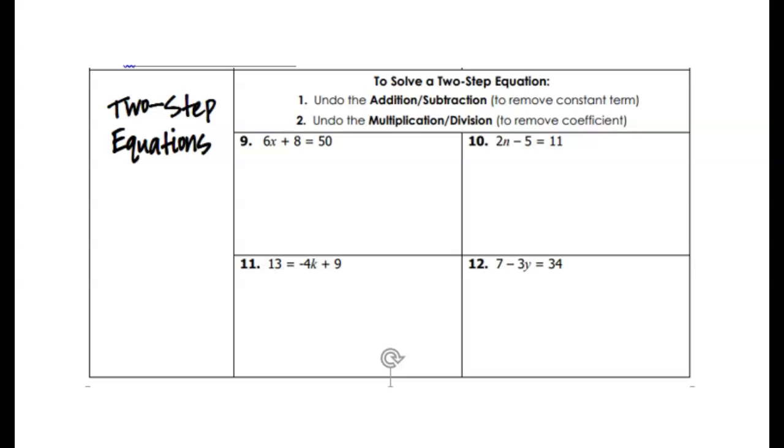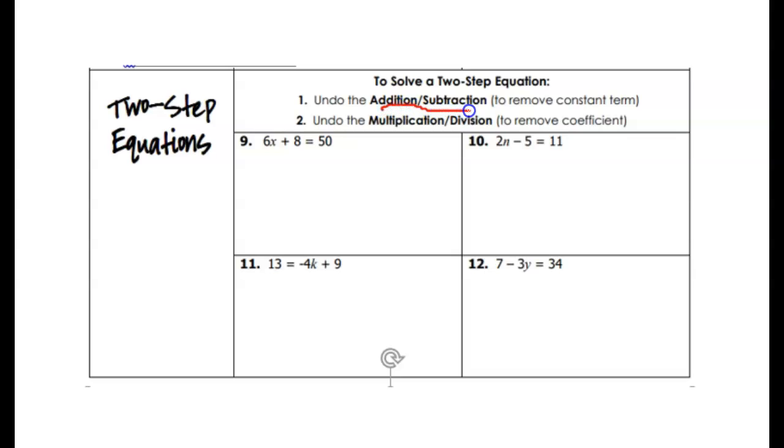Hey guys, yesterday we talked about one-step equations. Today we're going to talk about solving two-step equations. Two-step equations simply means that we are going to use two steps to solve for x. Remember, we're still getting x by itself in order to solve it, but this time we're going to do two steps.